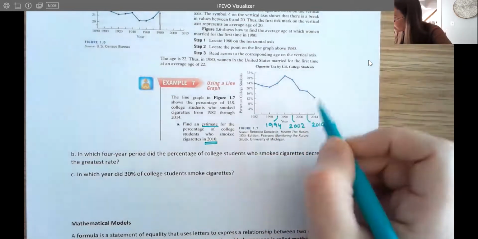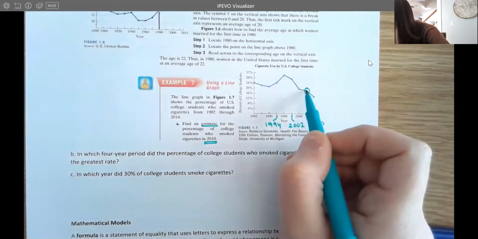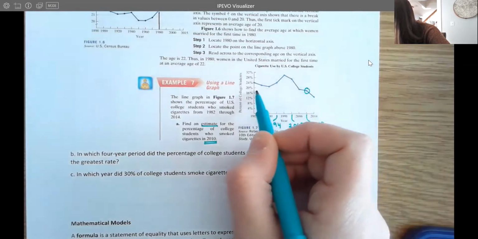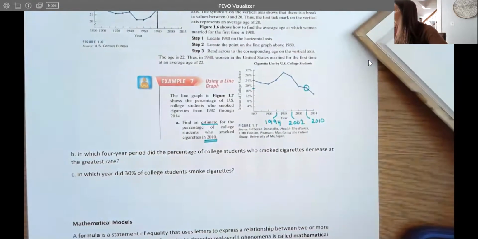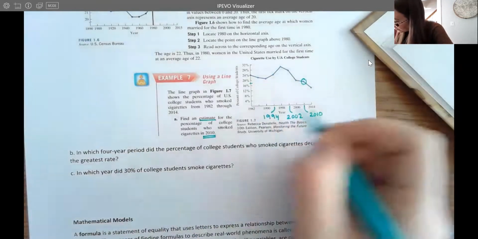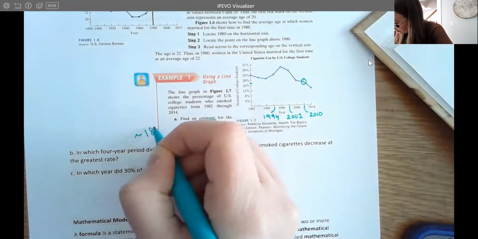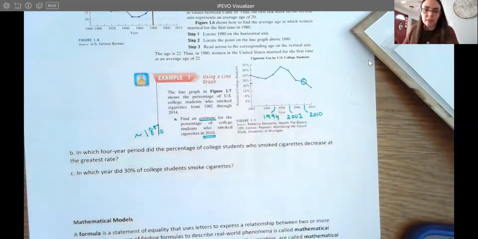So if I'm looking for 2010, I'm going to go right up here and find that point. And if I follow it to the left, it looks like it's right in between there. Again, this is an estimate, right? You can't really be 100% sure because the graph is kind of small. But I would say that it's probably around 18%. It looks to be about halfway between 16 and 20.